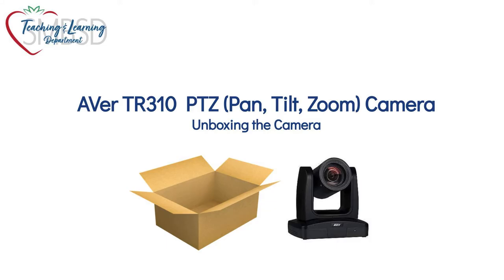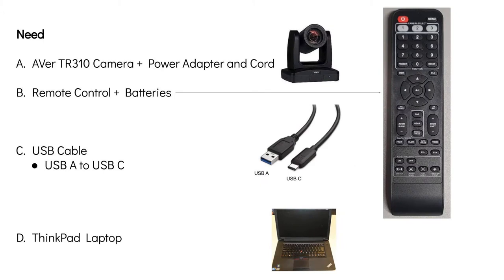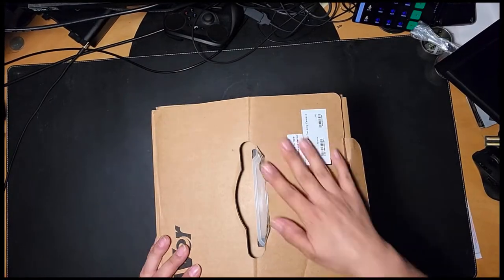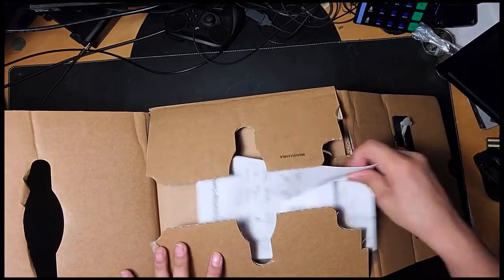Unboxing the AVer TR310 pan tilt zoom camera. What's in the box? You'll find the camera unit, a remote control and batteries, a USB cable that's USB-A to USB-C, and then you'll find a power adapter and power cord. There will be other items, but they will not be necessary to plug in the camera and get started. Let's take a look at how to unbox the camera.